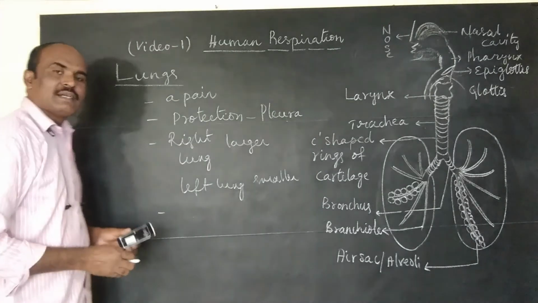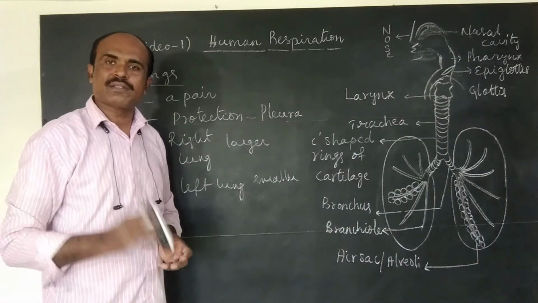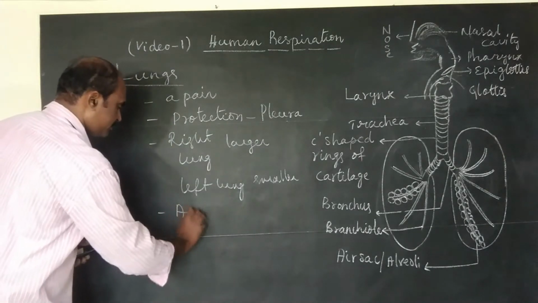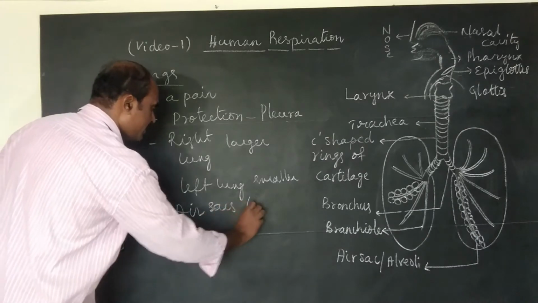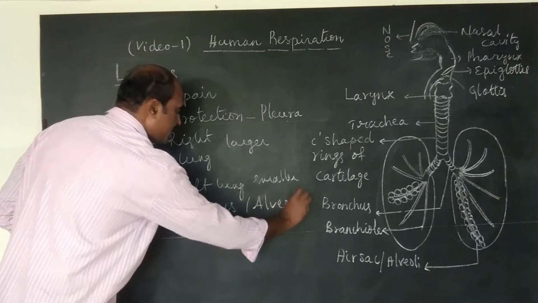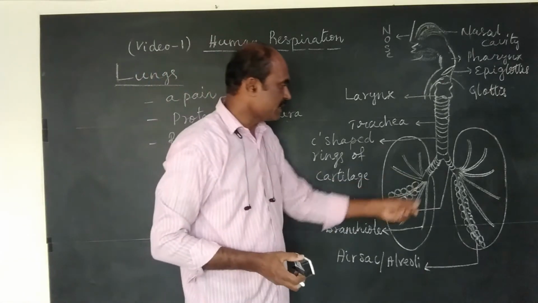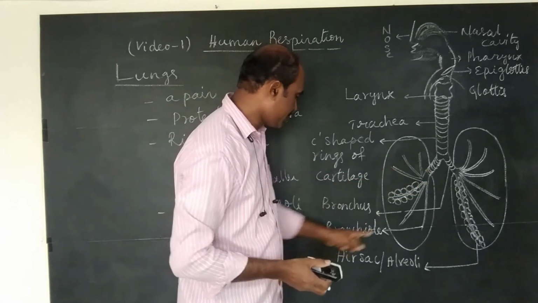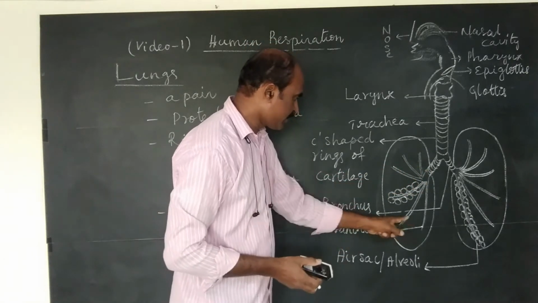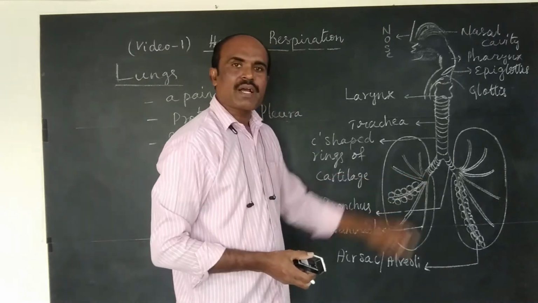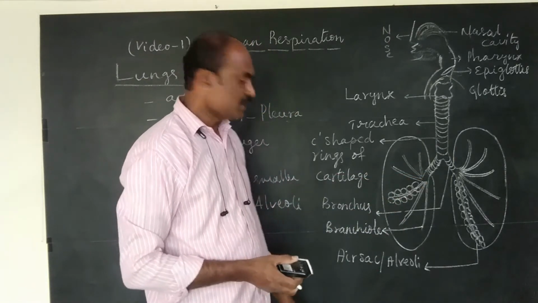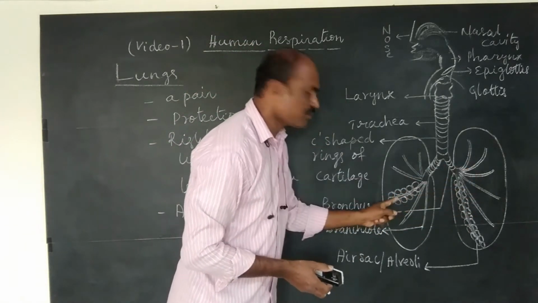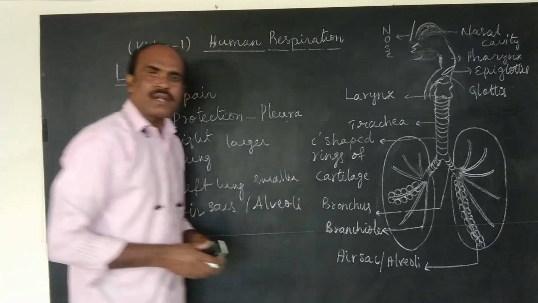Then the lungs are made up of alveoli or air sacs. Let us understand here. This bronchus divides into bronchioles. In lungs, each bronchus divides into so many bronchioles. Each bronchiole ends with an air sac. So here you have to draw air sacs. So what are air sacs?